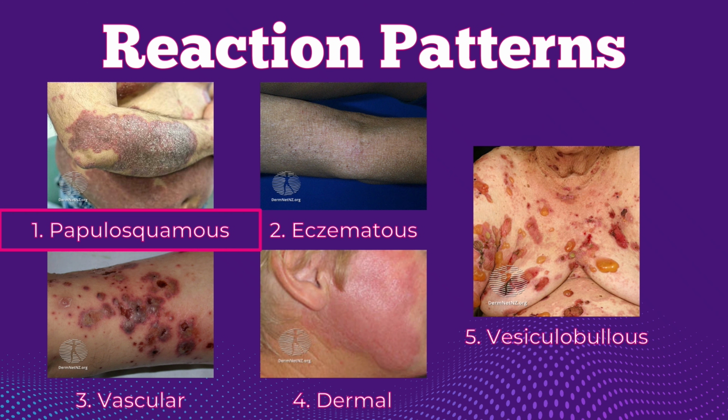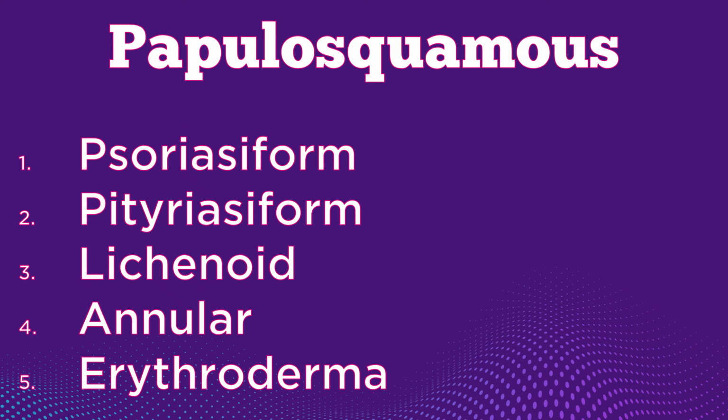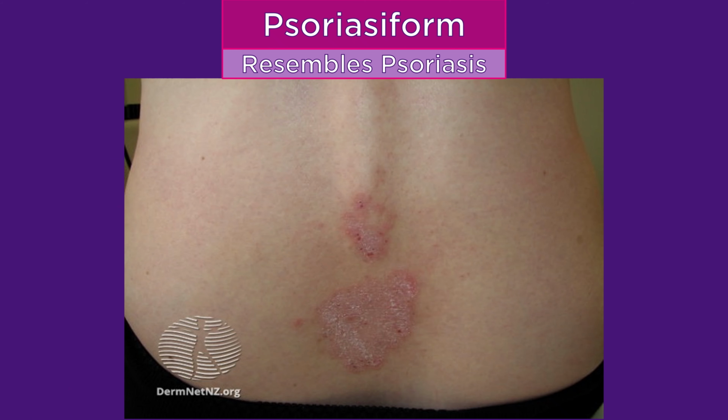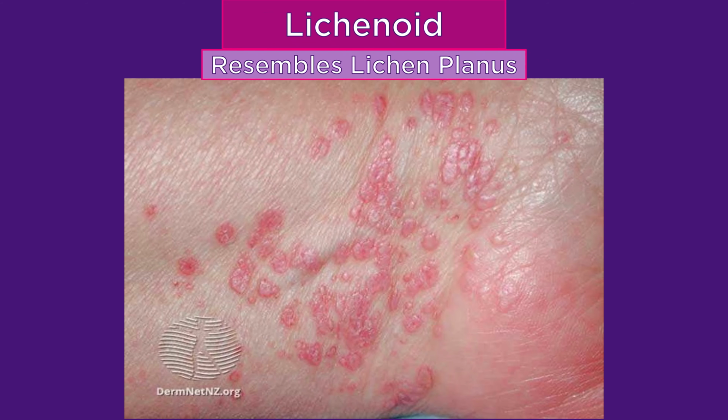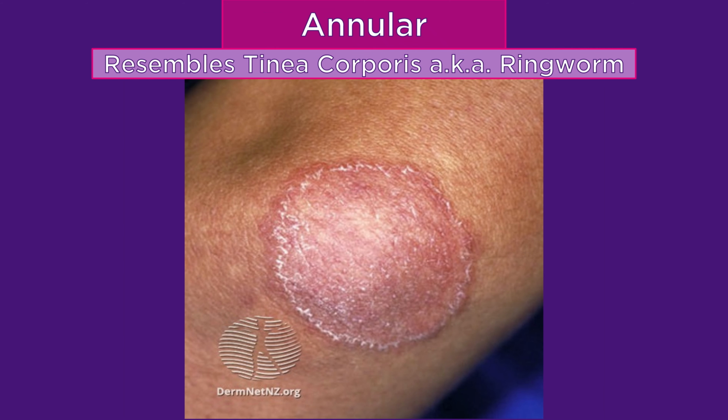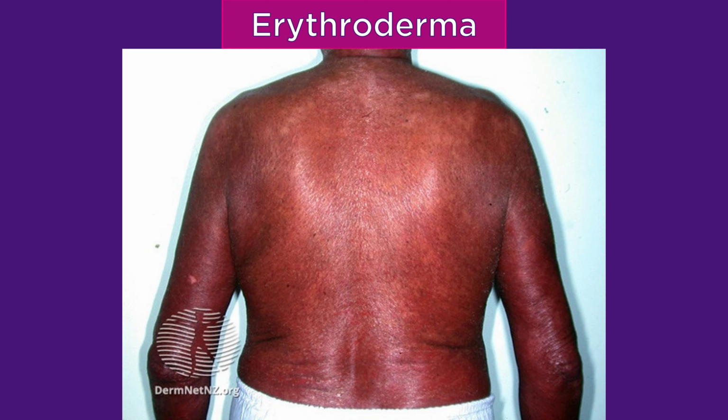We further break the first category, papulosquamous rashes, into 5 broad categories. 1. Psoriasiform, which resembles the prototype psoriasis. 2. Pityriaciform, which resembles Pityriasis rosea. 3. Lichenoid, resembling Lichen planus. 4. Annular, such as Tinea corporis, otherwise known as ringworm. And then 5. Erythroderma, which has many causes.